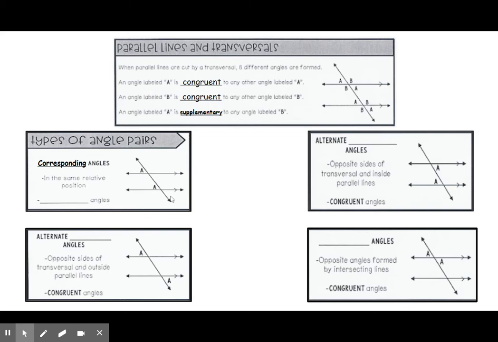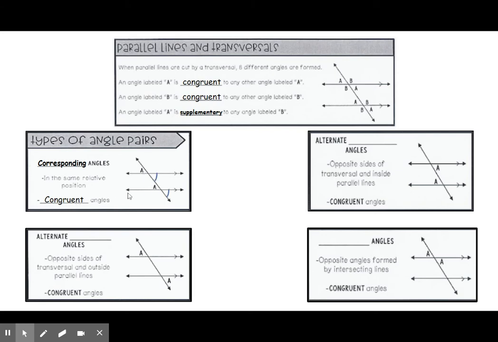So here's my transversal. If I look at this top A, it's above my parallel line and to the left of the transversal. Same thing with this A. This A is above this parallel line and also to the left of the transversal. That's what we mean when we say same relative position. They're in the same position, right? Top left, top left. All right. So those are what we call congruent angles. So any corresponding angles are going to be congruent or equal.